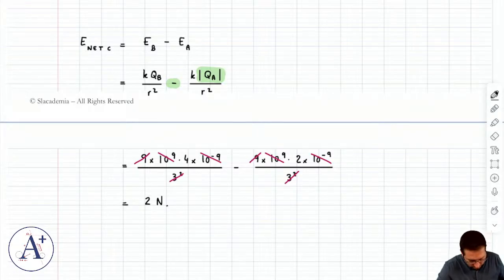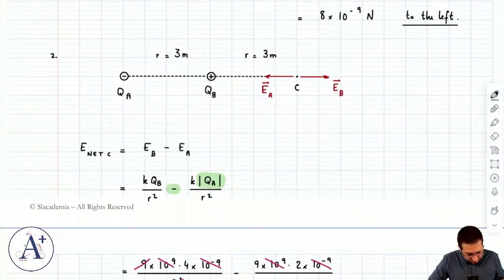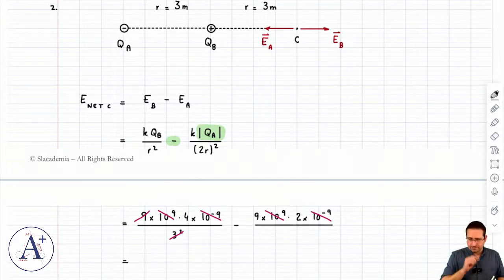What did I... you know what I did? I'm being a dum-dum. That seemed too simple. What did I do wrong? What a good question. I got the wrong distance in my denominator, right? I just wrote R, but that was very sloppy of me. This should be 2R squared. There you go. Apologies. Don't go too fast like me.